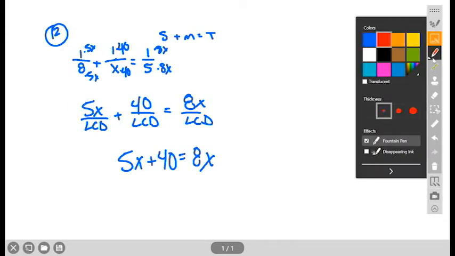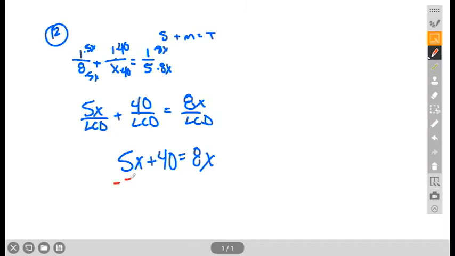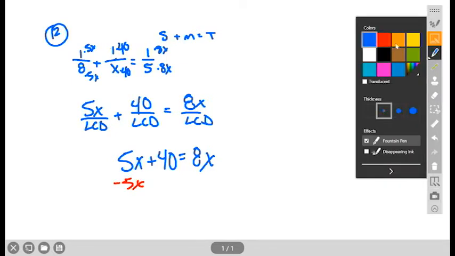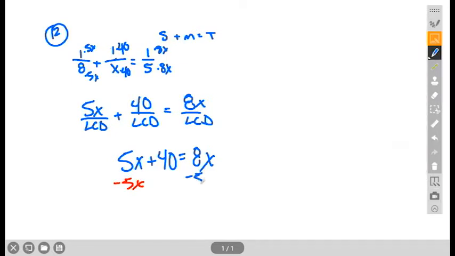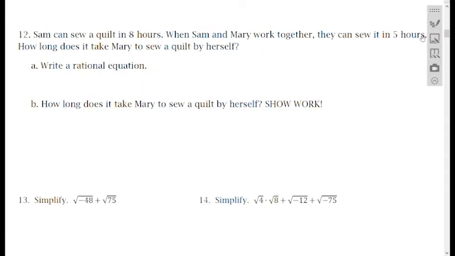And now I can solve this to see how long it takes Mary. So I'll subtract 5x from both sides. So 40 is equal to 3x. Divide by 3. So x is 40 thirds, 40 divided by 3.